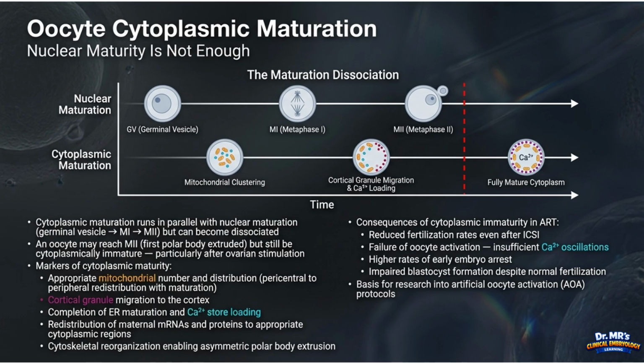It is precisely this challenge that has driven research into artificial oocyte activation. Using calcium ionophores, such as A23187 or ionomycin, to pharmacologically trigger the calcium oscillations that a cytoplasmically immature oocyte cannot generate itself. Artificial oocyte activation is used in selected clinical cases where total or near-total fertilization failure has occurred in previous cycles, and where the pattern of failure suggests oocyte activation deficiency. Understanding cytoplasmic maturation in its full complexity is what allows us to diagnose these situations and counsel our patients appropriately. Let's bring all of this together in the final clinical synthesis.